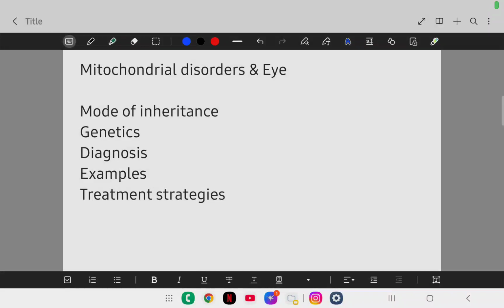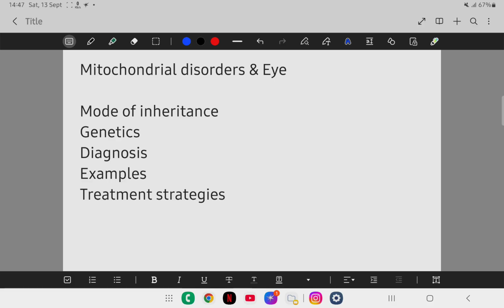In this class, we'll discuss mitochondrial disorders and the eye. We'll discuss the mode of inheritance of these disorders, the genetics of these disorders, how to diagnose these disorders, the examples of mitochondrial disorders, and the treatment strategies for these conditions.